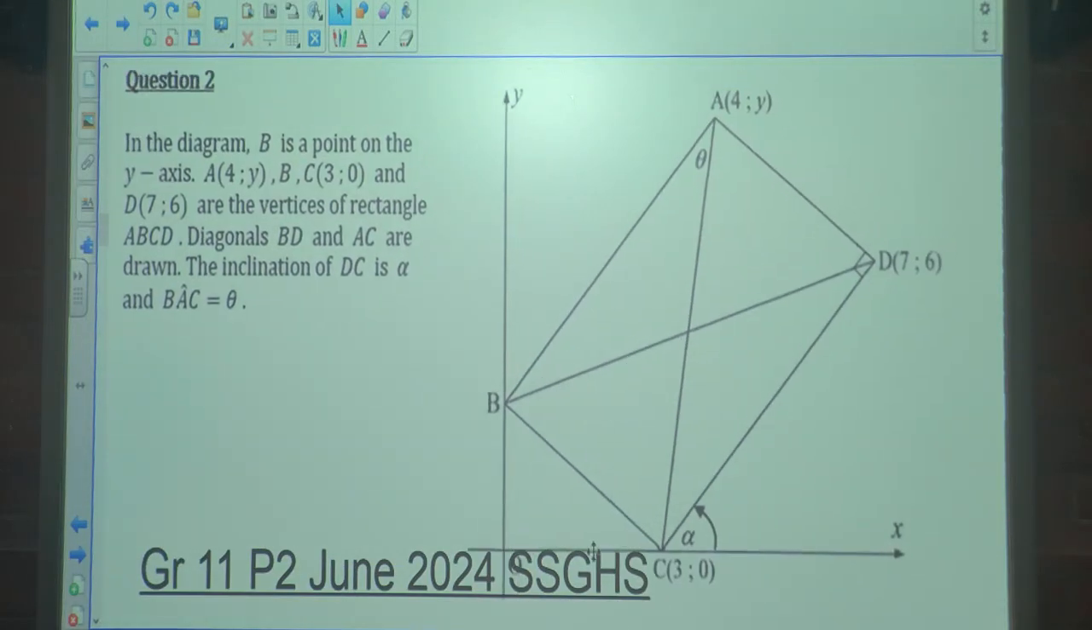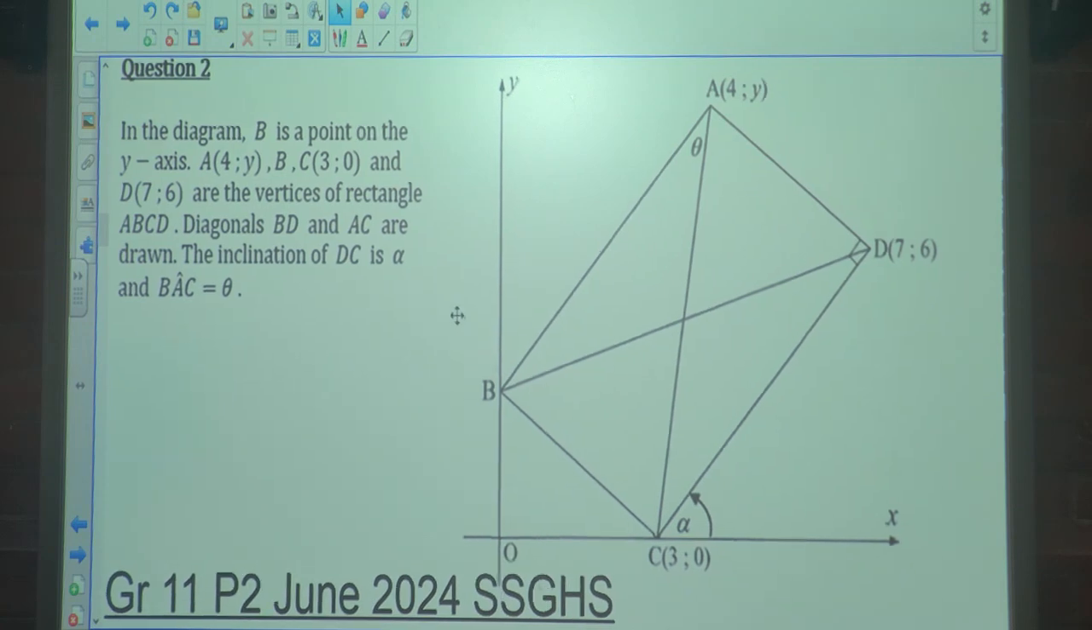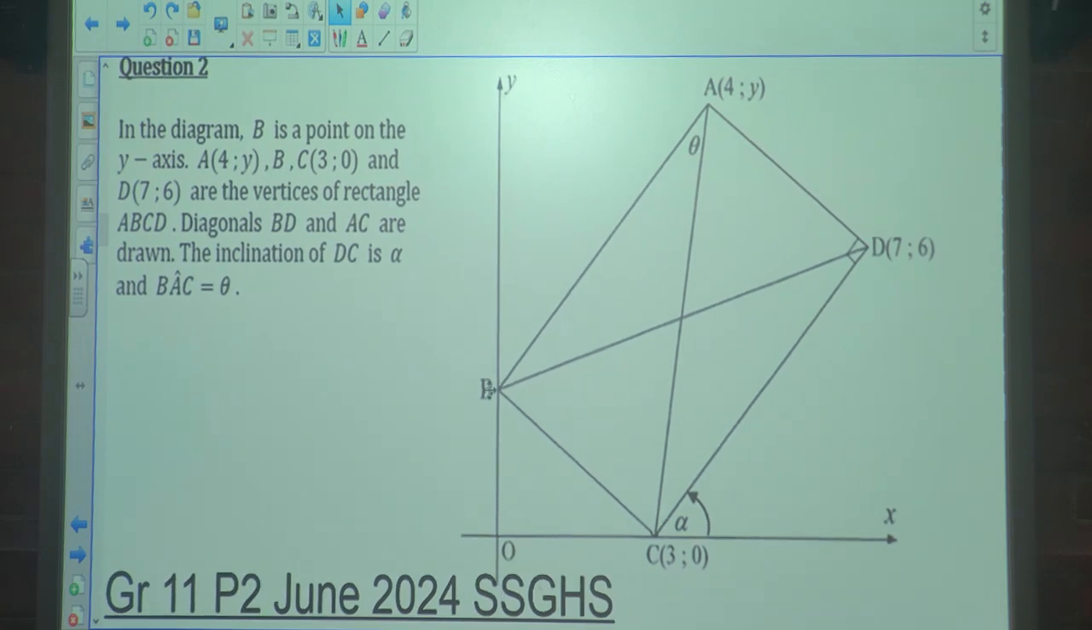Okay, so people, we are told here in the diagram, B is a point on the y-axis. A, which is (4, y), B, C, which is (3, 0), and D, which is (7, 6), are vertices of a rectangle ABCD. Diagonals BD and AC are drawn. The inclination of DC is alpha and BAC is theta.